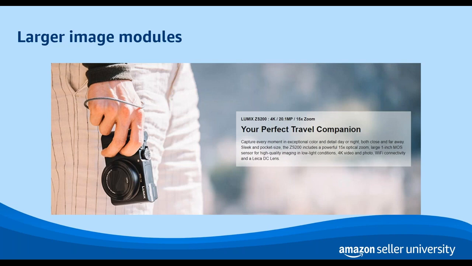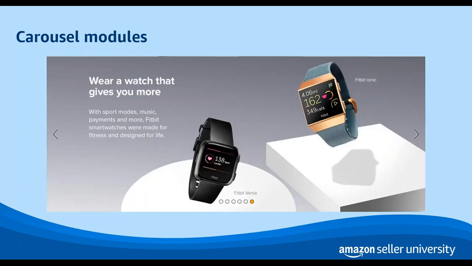This is just an example of one of the larger image modules. And it gives you a little bit of extra real estate on the detail pages to showcase products and answer customer questions. Carousel modules let you tell a story visually at the customer's own pace. The images in these modules can catch the eye of customers and encourage them to engage with the content. They can also help showcase different uses of a single product or highlight other products in your catalog.